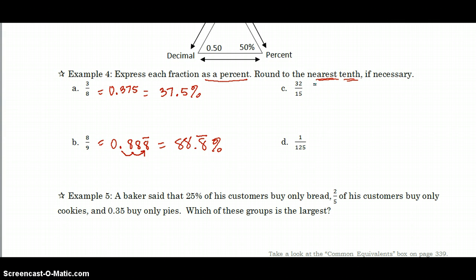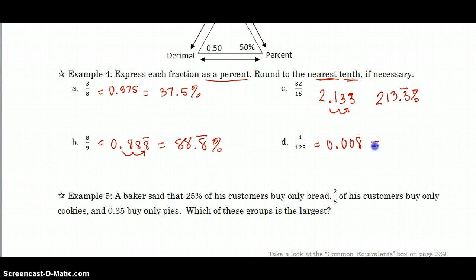All right, 32 divided by 15. I get 2.13, and the 3 is repeating, but I'm going to write it down just to have it to work with when I multiply times 100. Moves my decimal 2 places to the right. So it's 213.3 repeating percent.